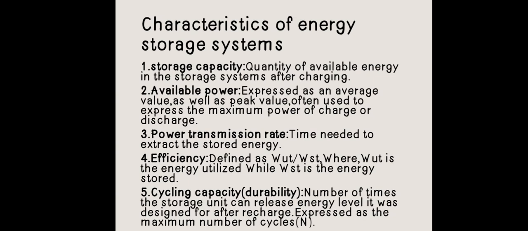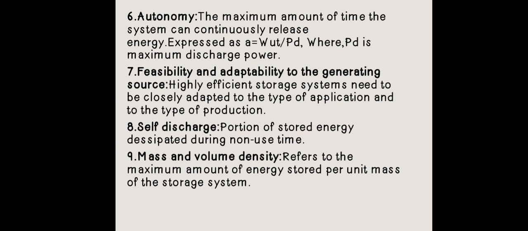Fifth, cycling capacity, durability, number of times the storage unit can release energy level it was designed for after recharge, expressed as the maximum number of cycles n. Sixth, autonomy, the maximum amount of time the system can continuously release energy, expressed as A is equal to WUT over PD, where PD is maximum discharge power. Seventh, feasibility and adaptability to the generating source.